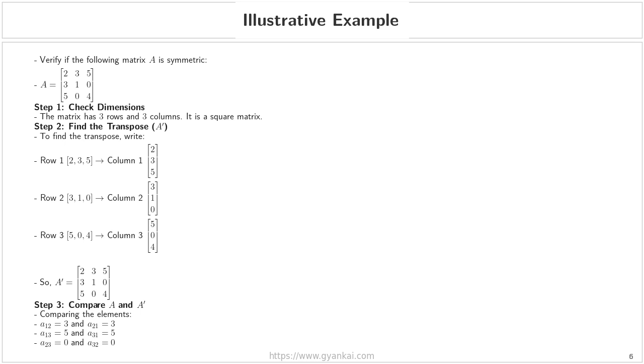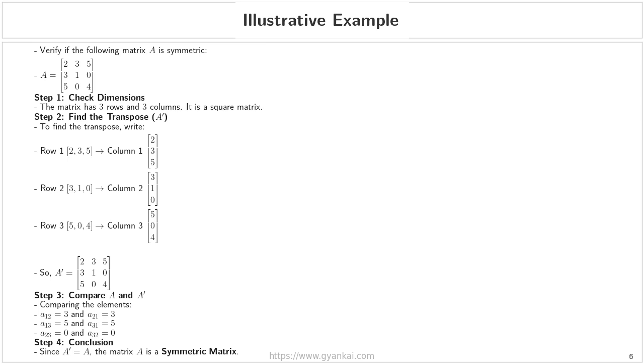Then, we look at the element in the first row, third column, which is 5, and find it is identical to the element in the third row, first column, which is also 5. Lastly, we check the element in the second row, third column, which is 0, and see it matches the element in the third row, second column, which is also 0.